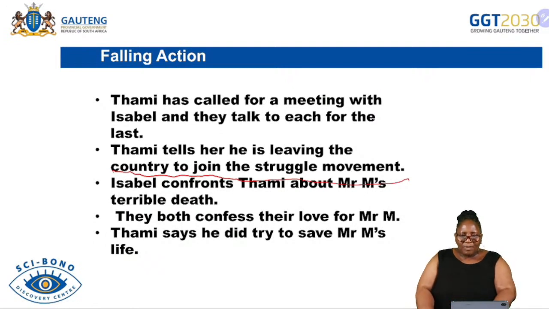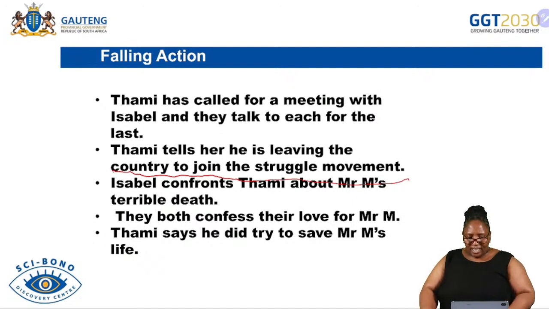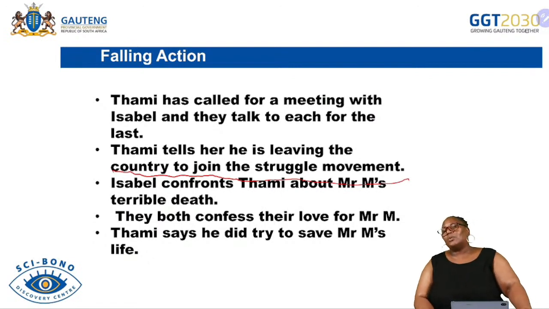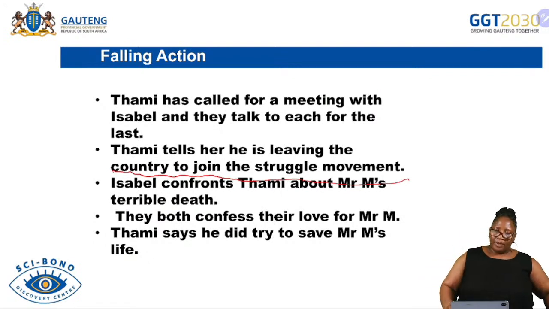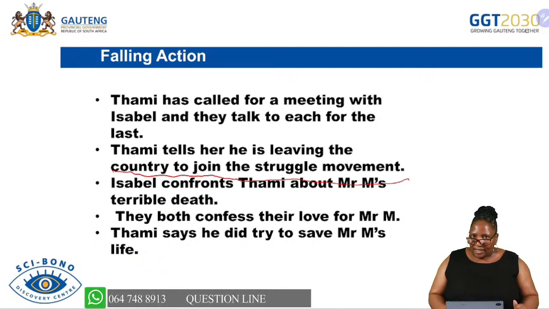Isabel confronts Tammy about Mr. M's terrible death. She wants to know, who killed Mr. M? Did you let your friends kill our teacher? They both confess their love for Mr. M. Tammy, indeed he did, isn't it? He tried to save Mr. M's life. But remember who we are dealing with here? Mr. M is a very obstinate person, set in his ways as an old person.